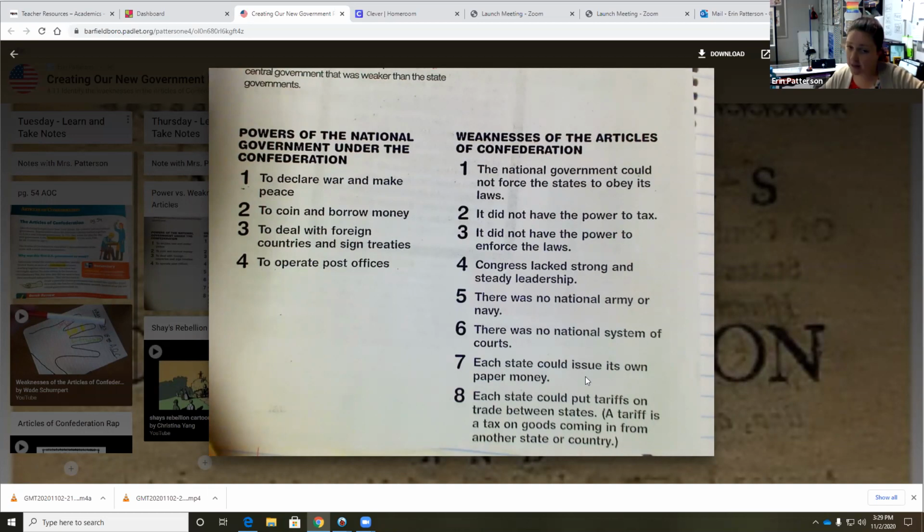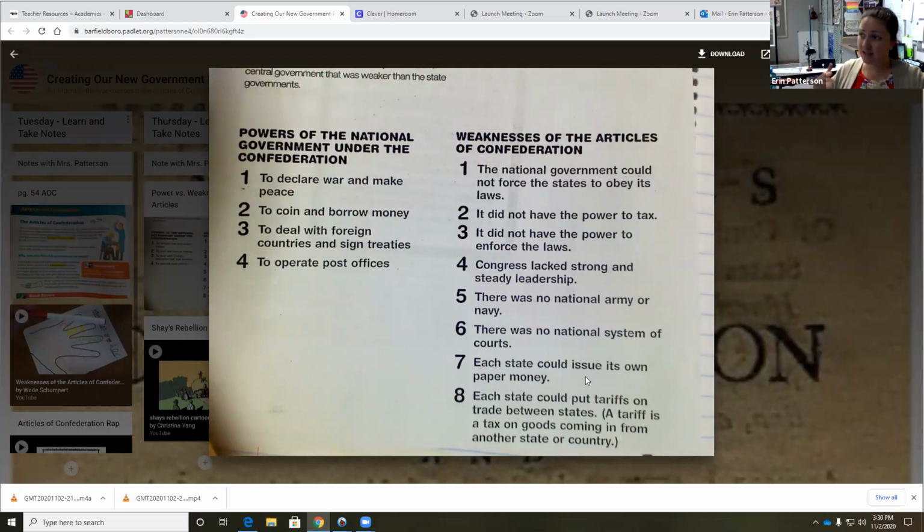Number four, really, they can operate post offices because everything else isn't working. The problem is the national government couldn't enforce the laws. They had given the states freedom to pretty much do what they wanted to do. They didn't have the power to tax, which you have to raise taxes in order to build roads, in order to raise an army, in order to do anything. You got to have the money to do it. And they can't make the states pay for it.